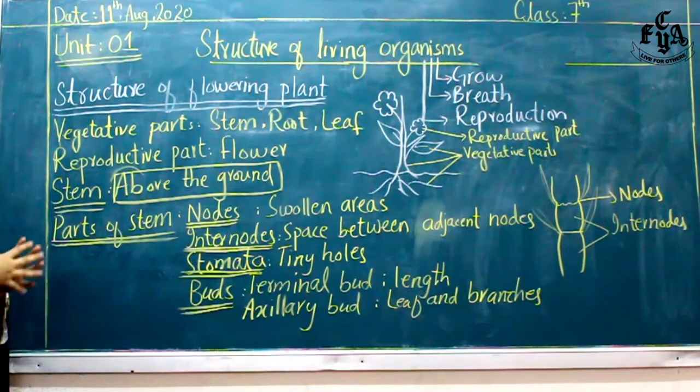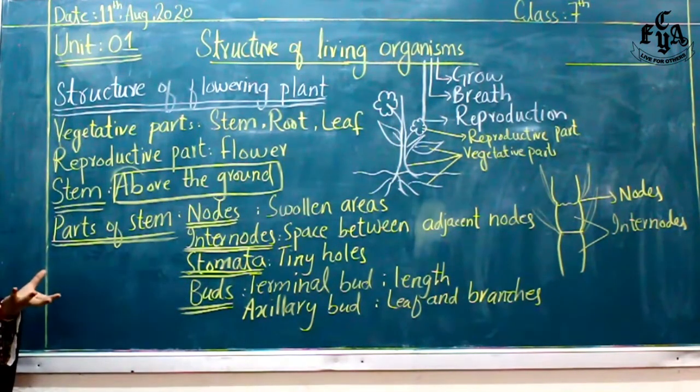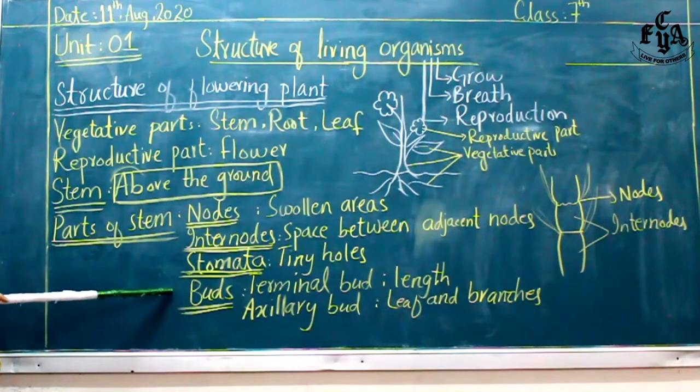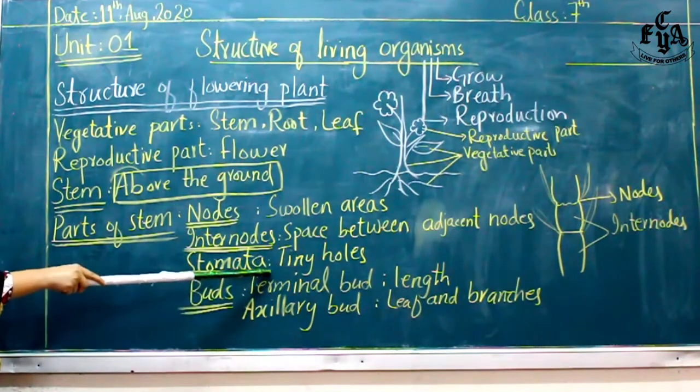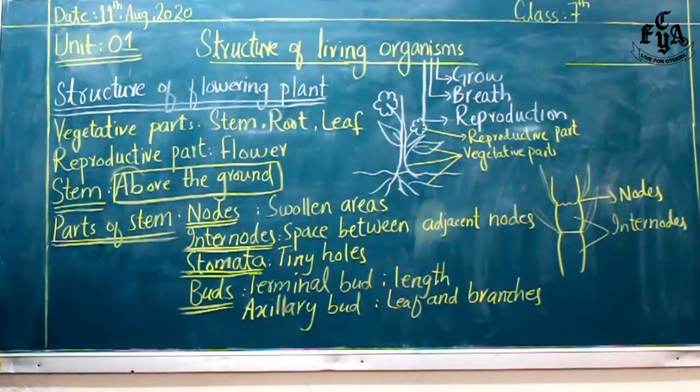The stem mainly consists of four parts. The first one is known as nodes. Here I have given you the example of the sugarcane. The node is clearly visible over the surface of the stem of the sugarcane. Nodes are swollen areas from which the leaves and the branches rise. Internode is the space between adjacent nodes. Stomata are tiny holes which are involved in gaseous exchange. They are also involved in the process of transpiration. And then buds. Buds are of two types: terminal bud and axillary bud. The terminal bud will increase the length of the plant and the axillary bud will produce leaves and branches.